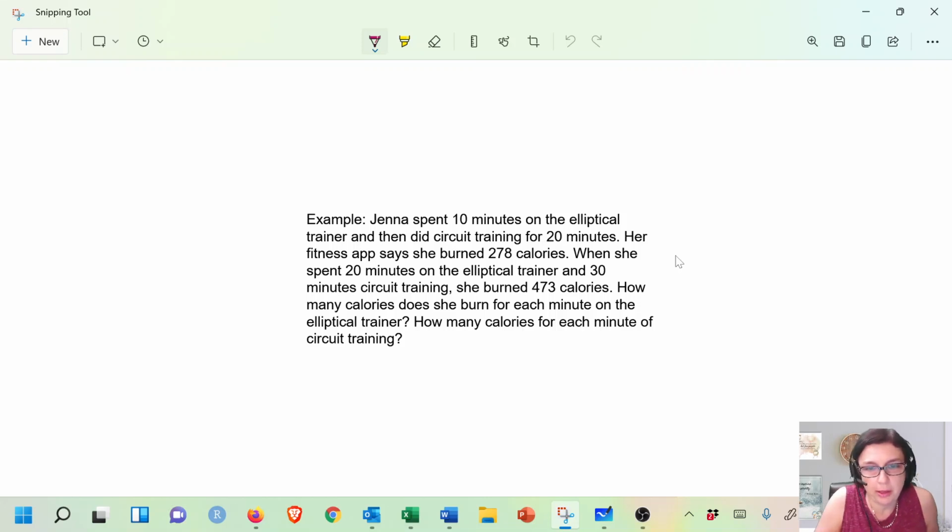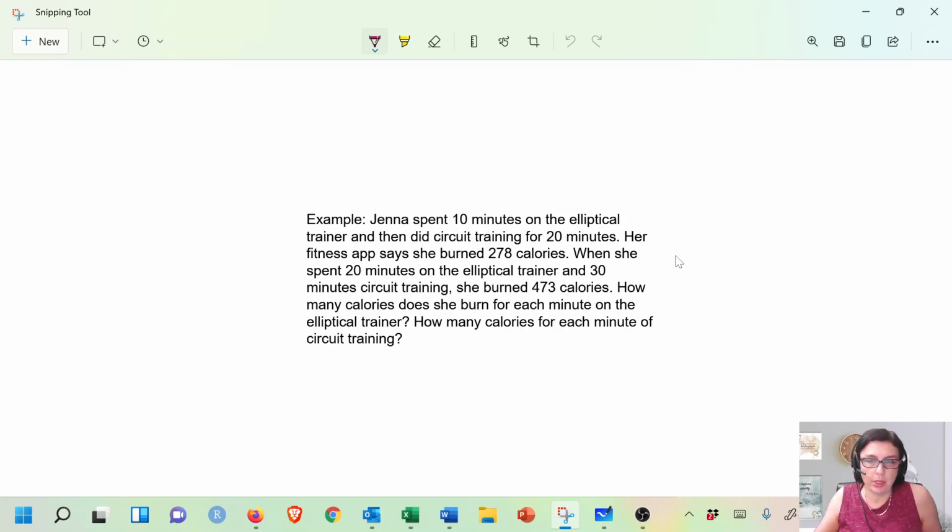So Jenna spent 10 minutes on the elliptical trainer, and then she did circuit training, and that was 20 minutes. Okay, so a fitness app said she burned 278 calories. Now she spent 20 minutes on elliptical and 30 minutes on circuit, then she burned 473. So we want to know how many calories does she burn for each minute on elliptical, and also how many calories she burns when she does circuit training.